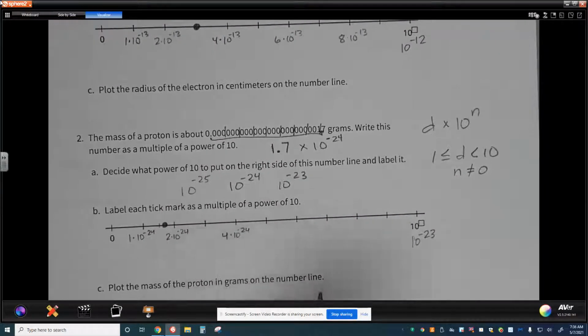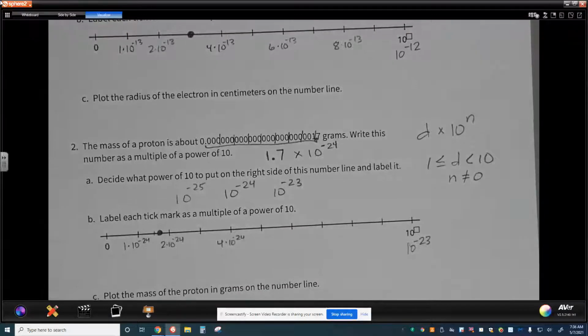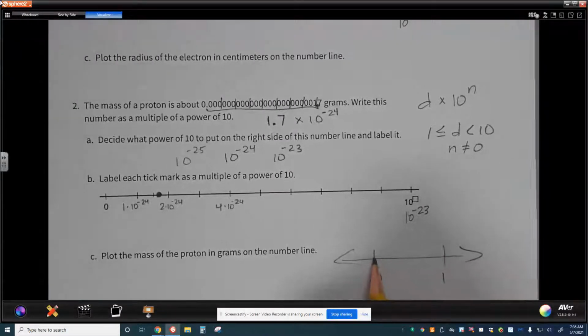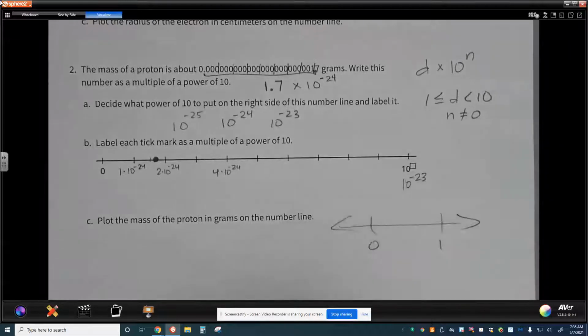Plot the mass of the proton in grams on the number line. Keep in mind that when we're looking at this number line, these are incredibly small numbers. And so we've taken the number line that's between 0 and 1, and we have magnified to a point where it's going to look like we're almost on the 0 line.